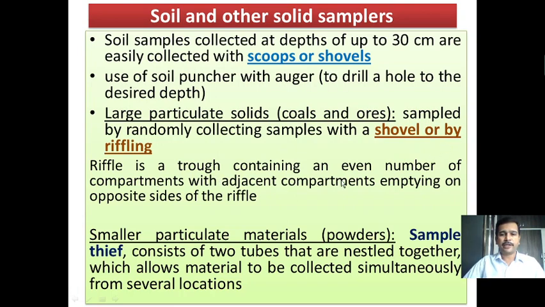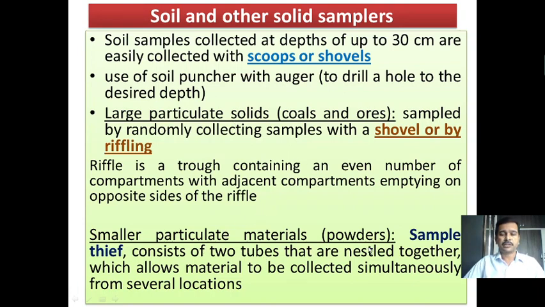A riffle is a trough containing an even number of compartments with adjacent compartments emptying on opposite sides of the riffle. If one compartment is filled, another compartment will become empty. So once the sample collection is over, we can pull the riffle up, so we can assess whether the sample is collected or not by weight. So these objects such as shovels or riffles are used to collect samples which have large particulate solids.